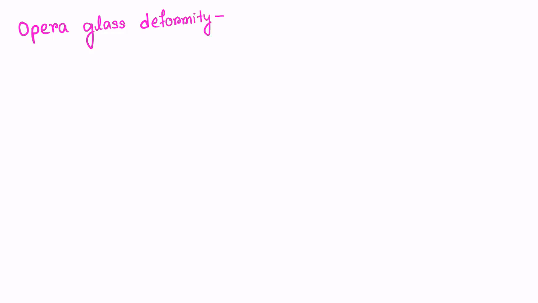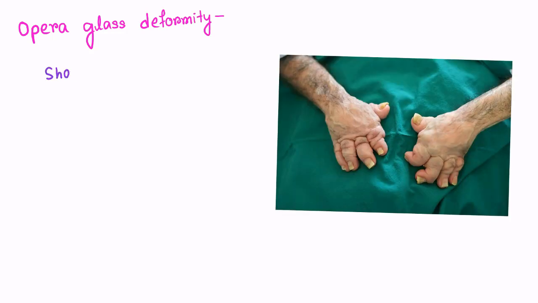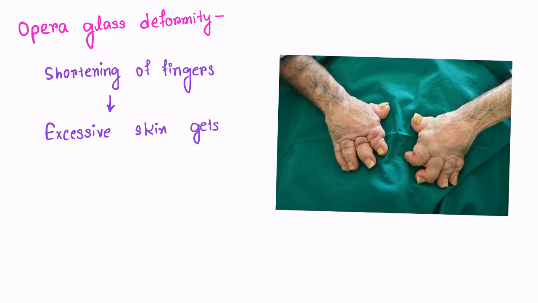Next is opera glass hand deformity. There is shortening of fingers due to destruction of the phalanges. That's why excessive skin gets folded, which transversely resembles an opera glass.